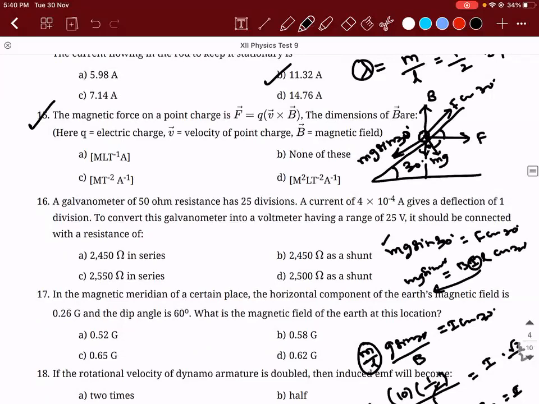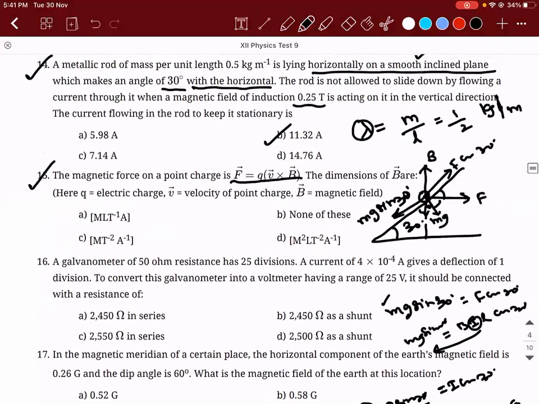Fifteenth. There is a magnetic force F which is equal to Q into V vector cross B vector. The dimensions of B are? What is the answer, guys? Sir, I have a doubt. Tell me. Sir, the formula for force is the cross product of IL and B, no, sir? So it will be BIL sine theta. We don't know if it is maximum, the theta value of sine theta, we don't know, right? Only for theta of pi by 2, we can take it directly as BIL.